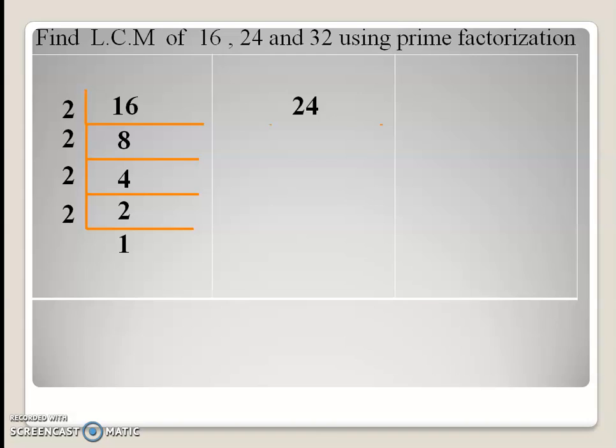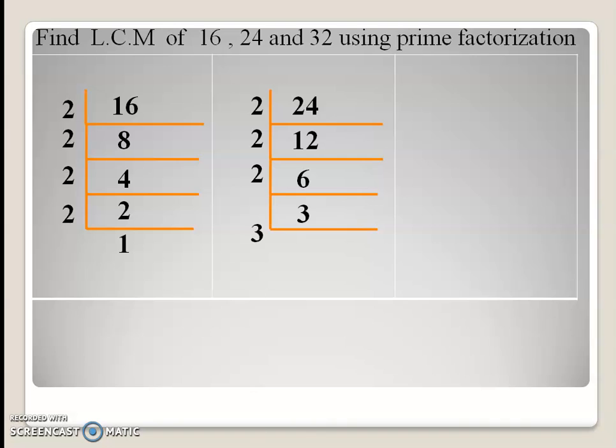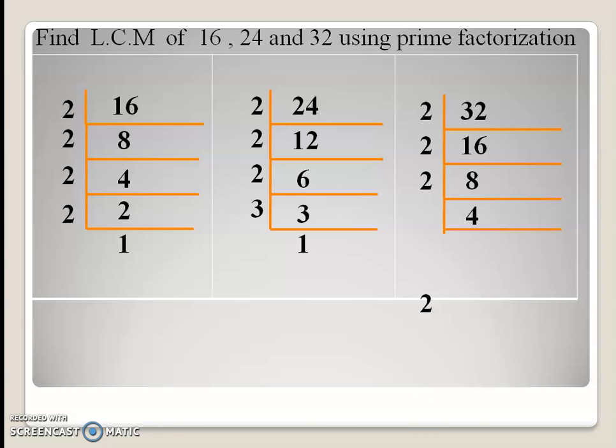24 is again an even number, so 2 12s are 24, 2 6s are 12, 2 3s are 6. Here 3 is a prime number, so we'll divide it by 3 only. 3 1s are 3. Now let's go for 32. Again 32 is an even number. 2 16s are 32, 2 8s are 16, 2 4s are 8, 2 2s are 4, and finally 2 1s are 2.